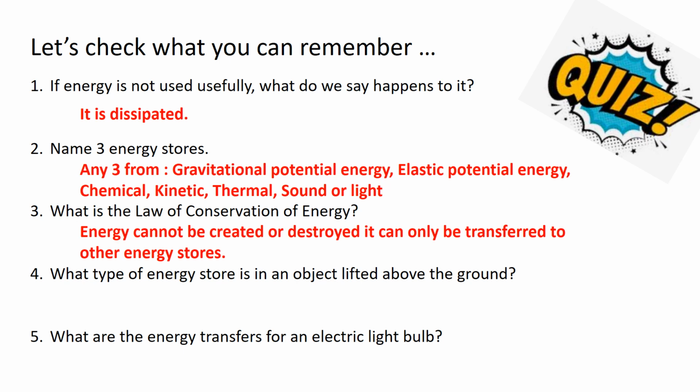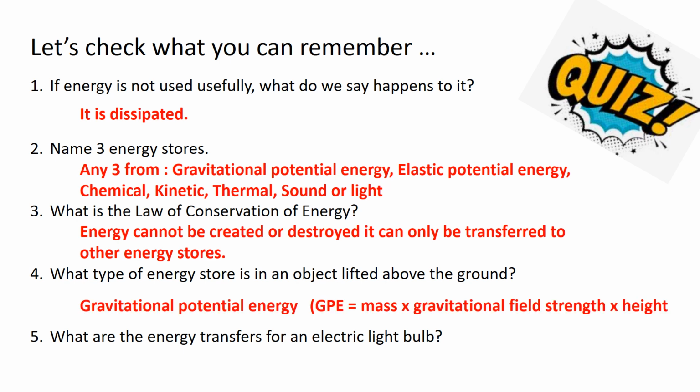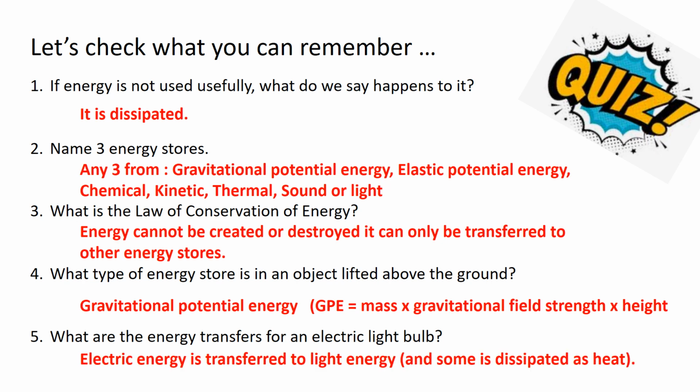And what type of energy is in an object lifted above the ground? It is gravitational potential energy. Don't get confused by gravity. You have to say gravitational potential energy. Gravity is a force. And the equation for gravitational potential energy is mass times gravitational field strength times height. Now the energy transfers for a light bulb, we have electric energy going in, we have light energy going out, and some energy dissipated as thermal energy or heat.